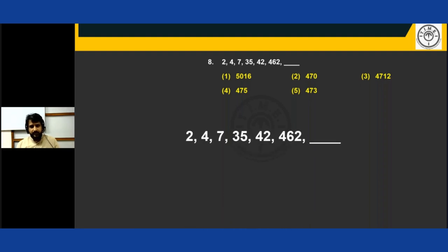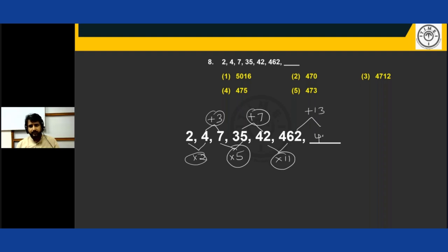This comes under difference and product applied alternately. Now see here: 2 and 4, multiplied by 2; 4 and 7, plus 3; 7 and 35, into 2... 35 and 42, plus 7. What are these numbers? 2, 3, 5, 7, consecutive prime numbers. So next will be 11. 42 elevens are 462, perfectly matching. So what is the next prime number after 11? 13. So 462 plus 13 is 475. Choice 4.